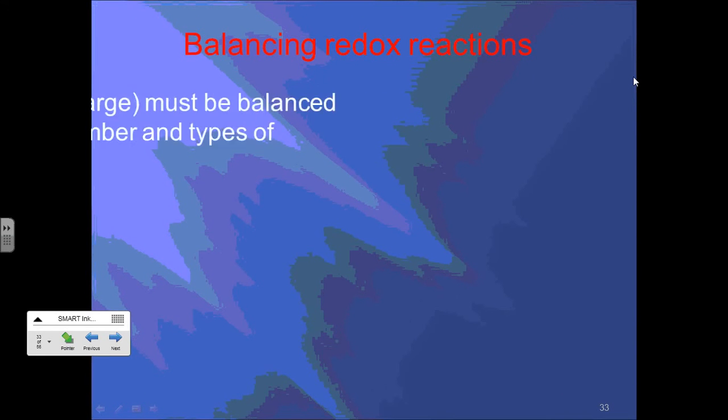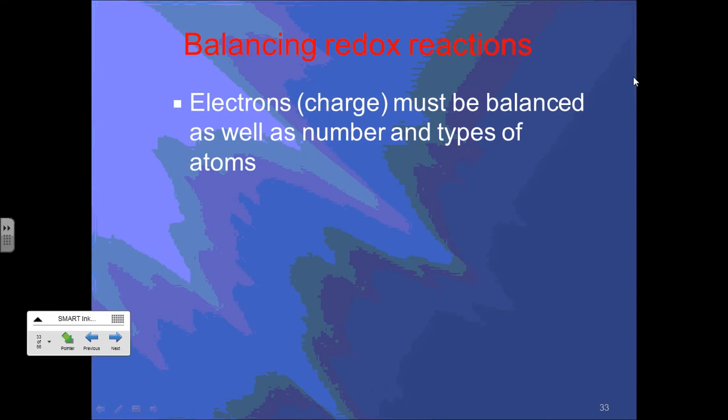Balancing redox reactions. The electrons, or in this case charge, must be balanced as well as the number and types of atoms. When we generally look at chemical reactions, we look at atoms and make sure that the balanced reaction shows the same number of atoms on both the reactant and product side. Well, when you balance redox reactions, there is a focus on making sure that the charge is balanced.